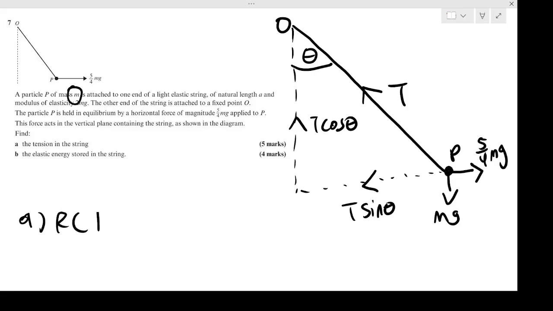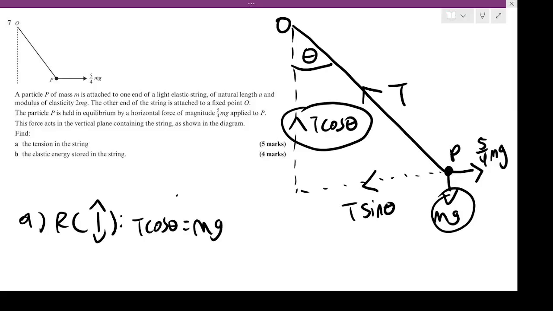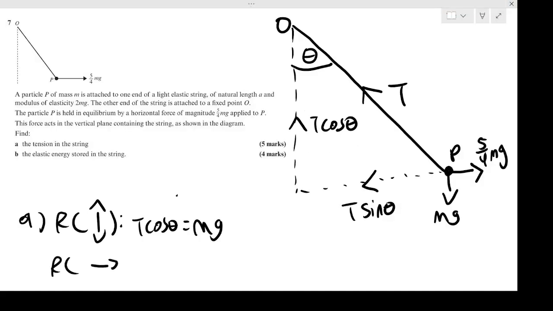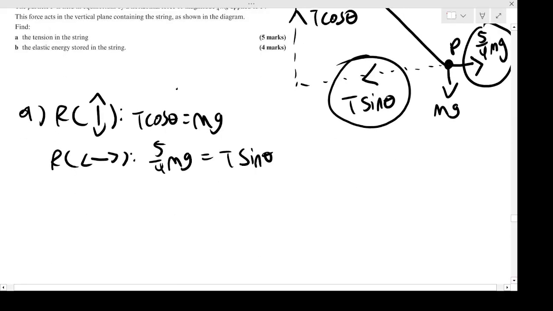So let's firstly look up and down. Well, my upwards force is T cos theta. That's going to equal the downwards force, which is mg. Again, they're equal because it's an equilibrium. I can also look right and left horizontally. My force on the right is this 5/4 mg. That's going to equal the left force of T sine theta.